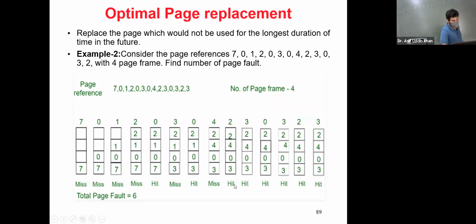2 required, 2 is present here, hit. Now 3 required, 3 is also present, hit. 0 required, 0 also hit. Now 3 required, 3 is present, hit. 2 required, 2 also present, hit. 3 required again, 3 also hit. So all are hits, so no page fault. Now how many page faults are there? You can see 1, 2, 3, 4, 5, 6. 6 page faults are there. So this way, the optimal page replacement algorithm works.